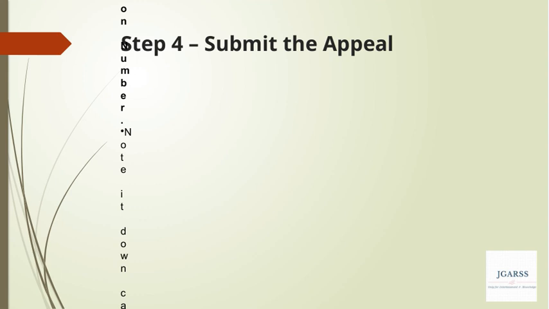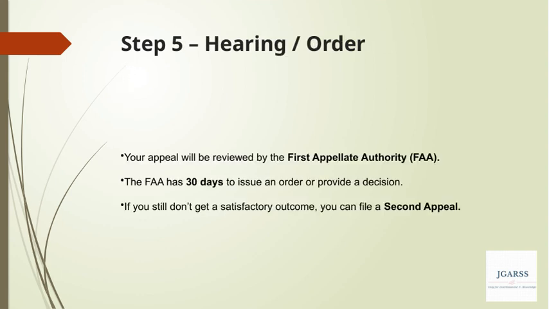This step ties into the overall theme of managing your appeal efficiently and ensuring you have all the necessary information at your fingertips. Now we come to step 5, hearing or order. At this stage, your appeal will be reviewed by the First Appellate Authority, or FAA. The FAA will look into your case and then has up to 30 days to issue an order or a decision. This period is important because it ensures that your appeal is given proper consideration in a timely manner.